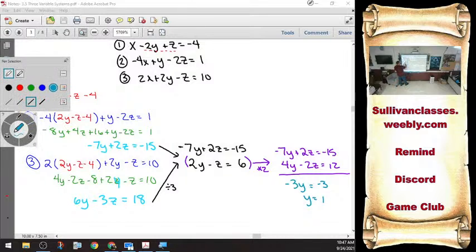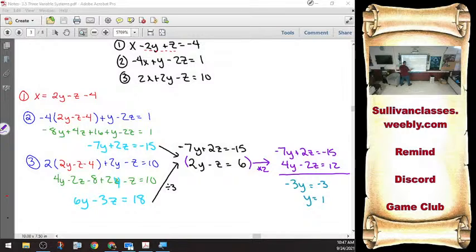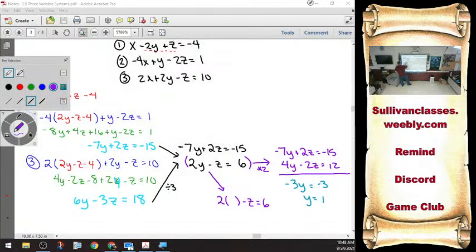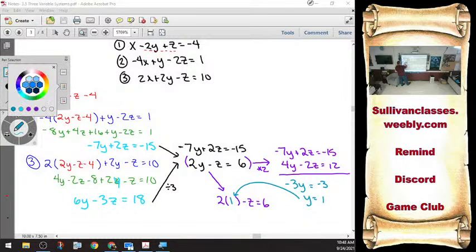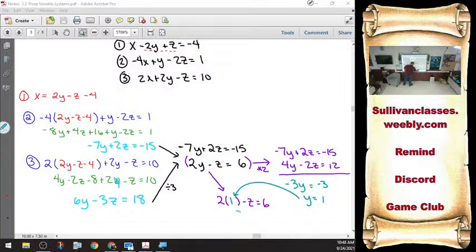So if I know y is 1, I can come back to either one of those equations. Say 2 times y minus z is 6. Like that. And I have 2 minus z is 6. Subtract 6, add z, or subtract 2, divide by negative 1. Either way, z is negative 4.